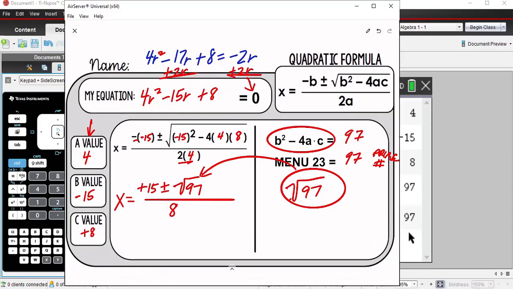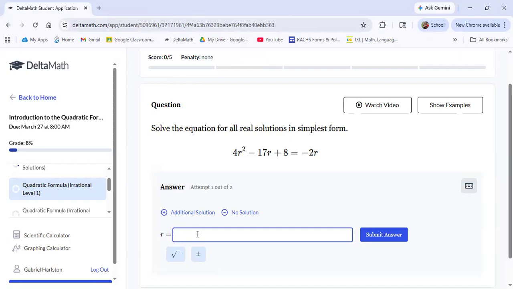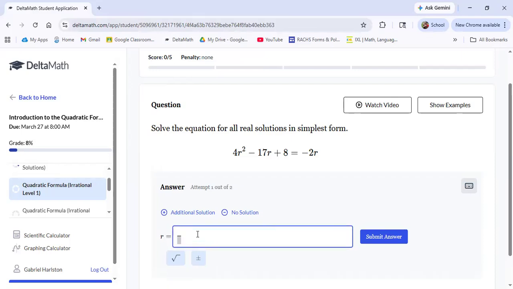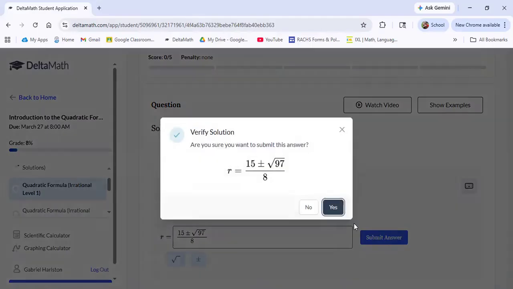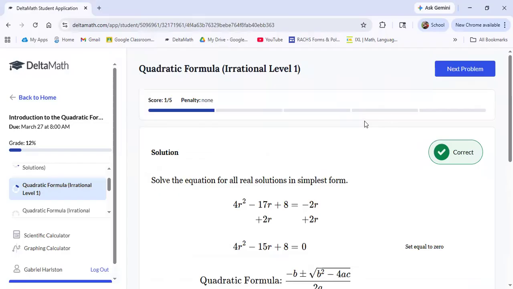So now you just go and you enter this. I'm going to use a fraction. It's going to be a positive 15 plus or minus the square root of 97. And then in the denominator is just going to be 8, 2 times 4, which is 8. And now those are the two roots. And it says very nice.